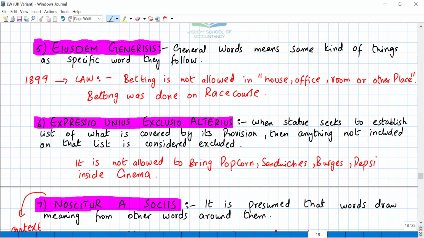So the betting was done in an outdoor place, a race course park, right? So despite that, the person who did the betting was saved. Why?